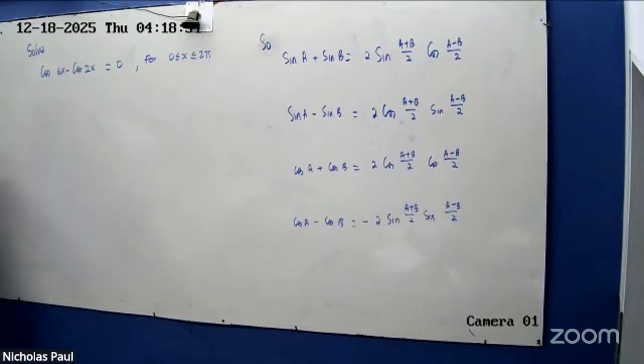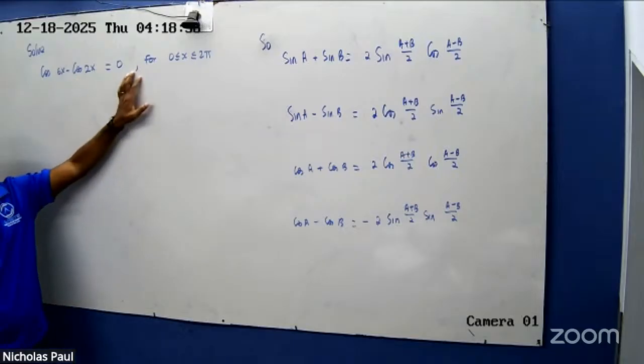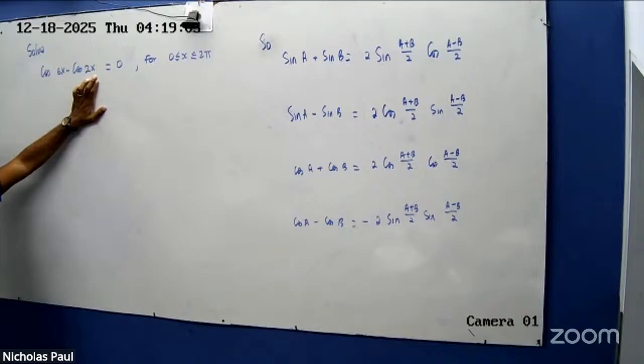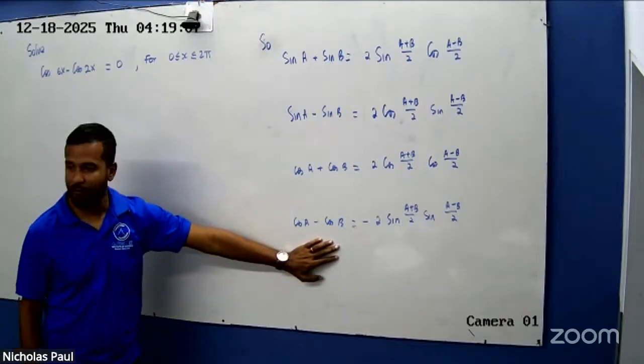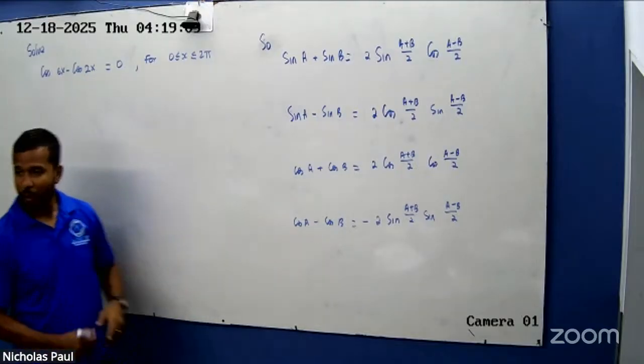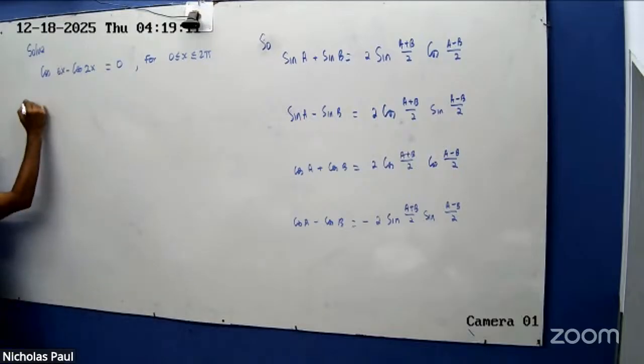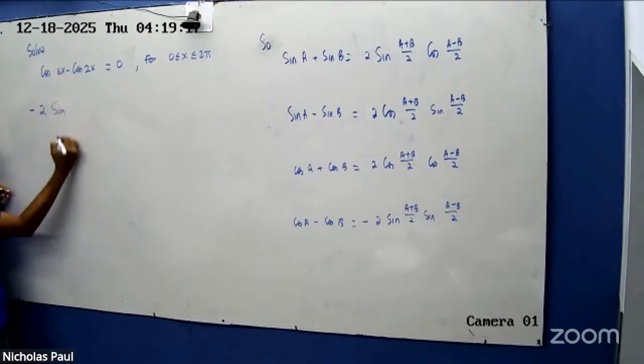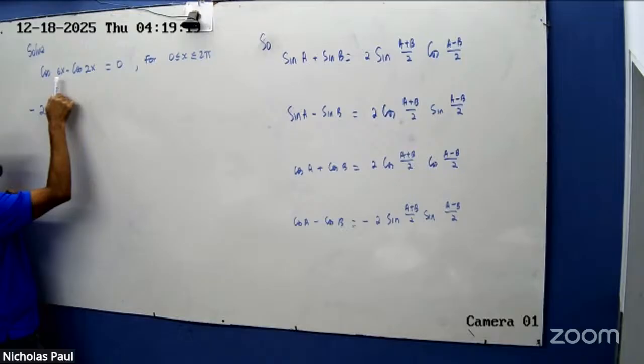We have two options. We can carry across sine 2x and then write the identity for each one. Or we could use cos A minus cos B. So we could use this identity here. What would we end up with? Minus 2 sine what? A plus B, over 2.